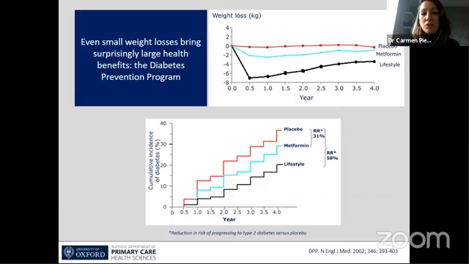So this is just finally to remind you of the diabetes prevention program in the US. This study, as you can see, at 4 years, people regained their weight. But what matters is that even a small amount of weight loss brings surprisingly large health benefits, as you can see in the bottom graph. So even when there was weight regain in the long term.